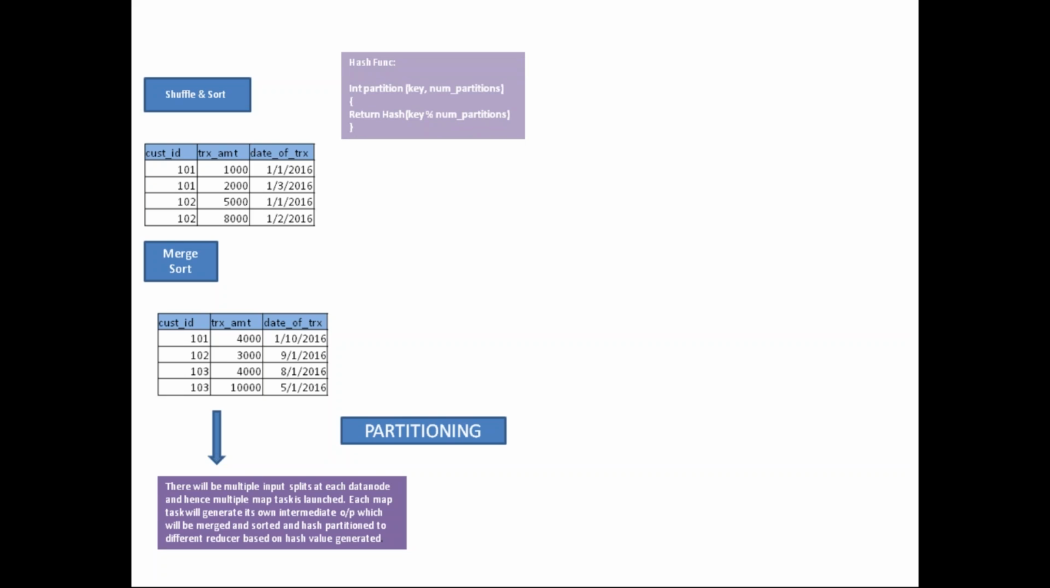Now you have the intermediate output written. Now there will be some hash partitioning. Hash partitioning is done based on a hash function, and this is the prototype function. Here you will have a key and a number of partitions. What is a key basically? Your key is nothing but a customer ID. The number of partitions is set in a configuration file, mapred-site.xml, where you define how many partitions you want to keep.